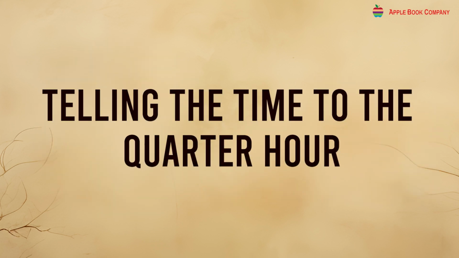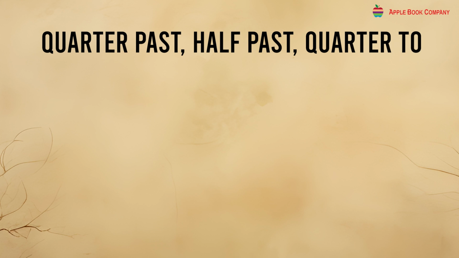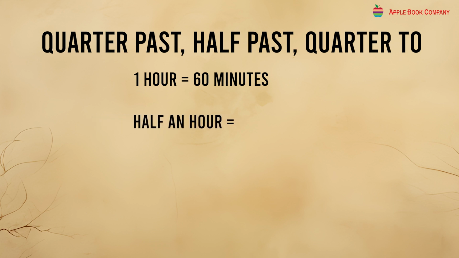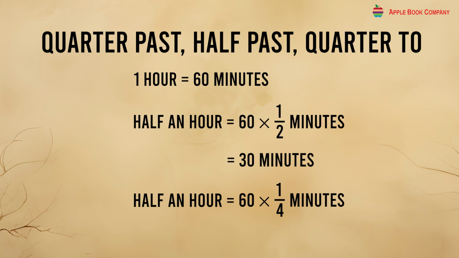Telling the time to the quarter hour. Quarter past, half past, quarter to. We know that 1 hour is equal to 60 minutes. Half an hour is equal to 60 into half minutes, which is equal to 30 minutes. Quarter hour is equal to 60 into 1/4 minutes, which is equal to 15 minutes.